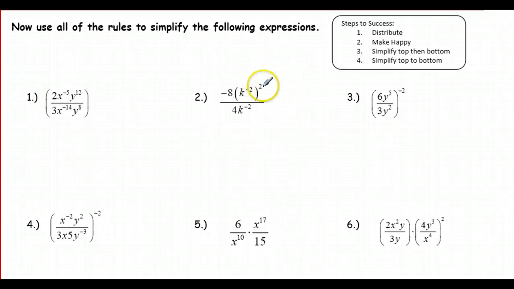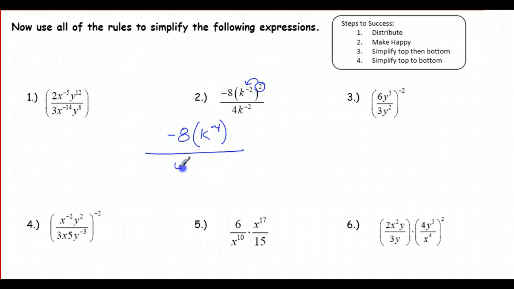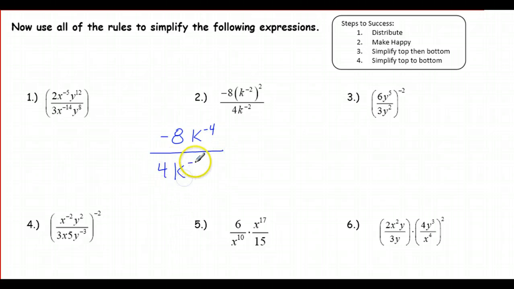First thing I'm going to do here is distribute my power into the k to the negative second. So this is going to become negative 8 times k to the negative 4th over 4k to the negative second. Now, because this is all multiplication, these parentheses really aren't important. You don't have to have them there. So actually, I'm going to go ahead and rewrite this. So I have negative 8 times k to the negative 4th all over 4k to the negative second.